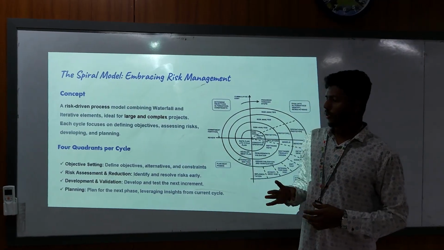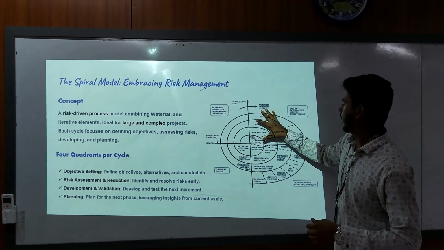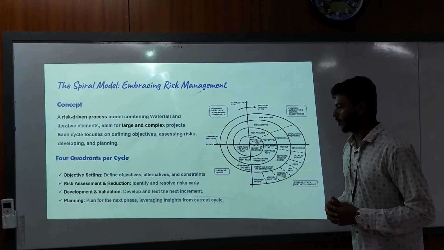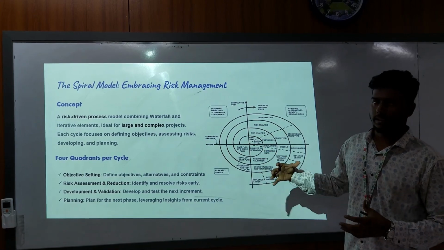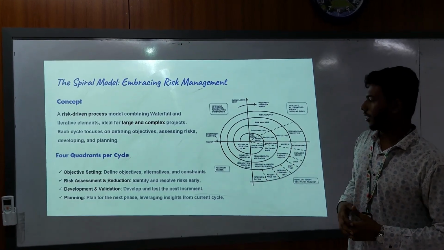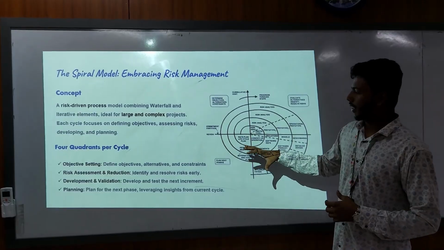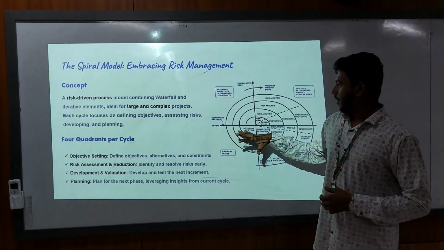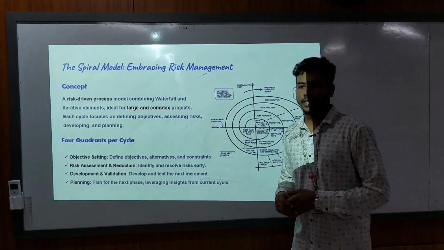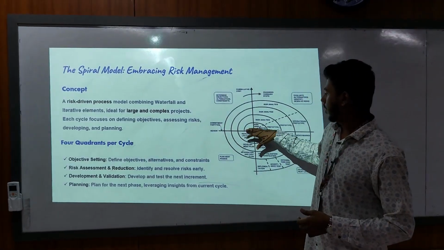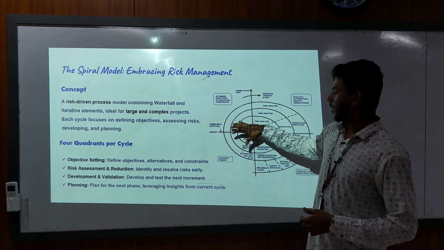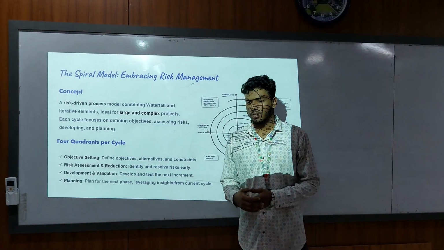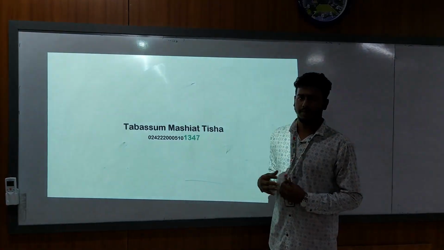The spiral model has 4 quadrants per cycle. The first is objective setting, where we set the objectives for this spiral. Then is risk assessment and reduction, where we focus on assessing risk and how we can reduce it. Next is development and validation, where we develop what we have planned, and after that we plan what we can do in our next spiral. As it is a spiral model, we will perform per spiral. Now I would like to invite my next teammate Tisha to present the further models.